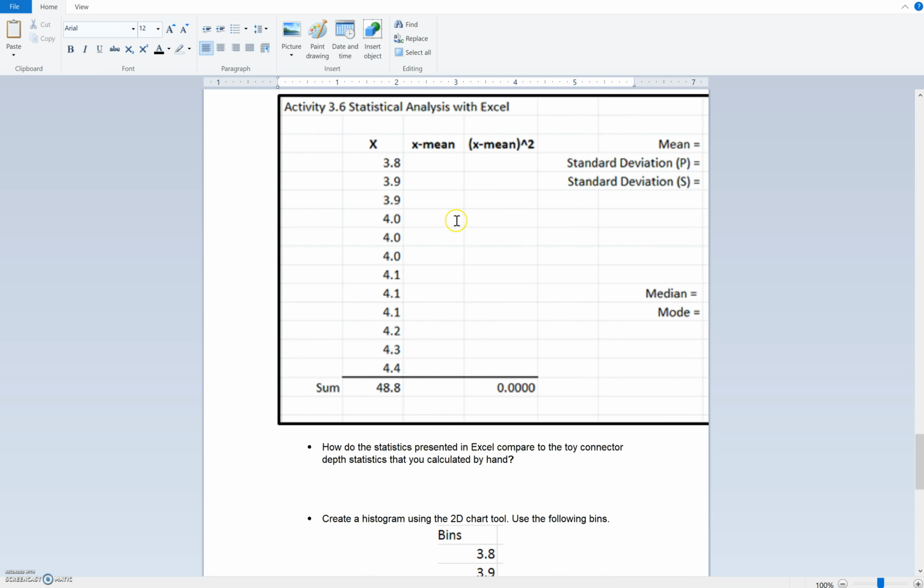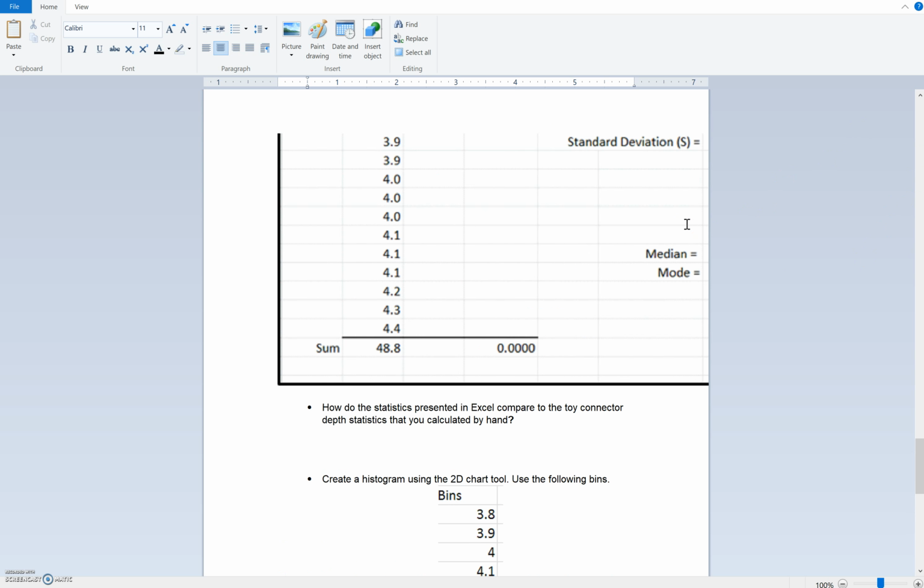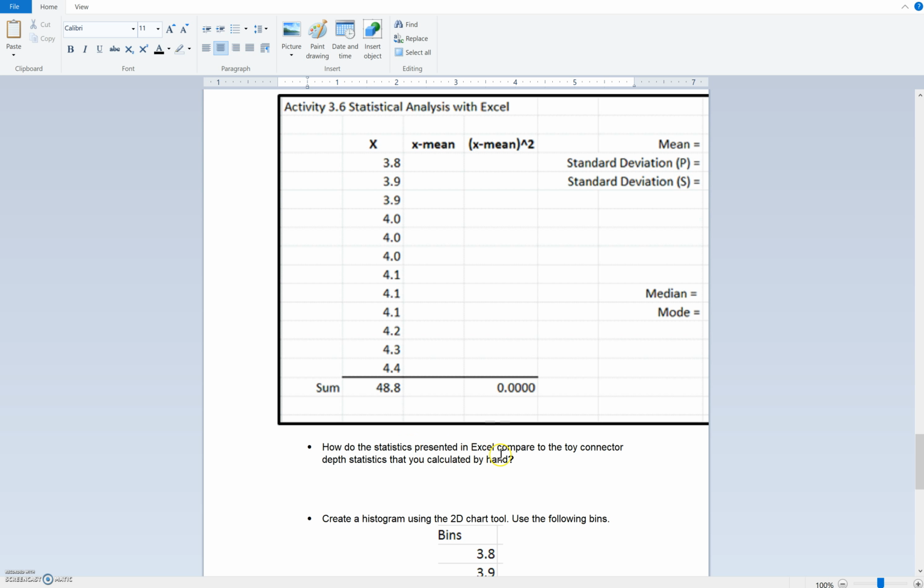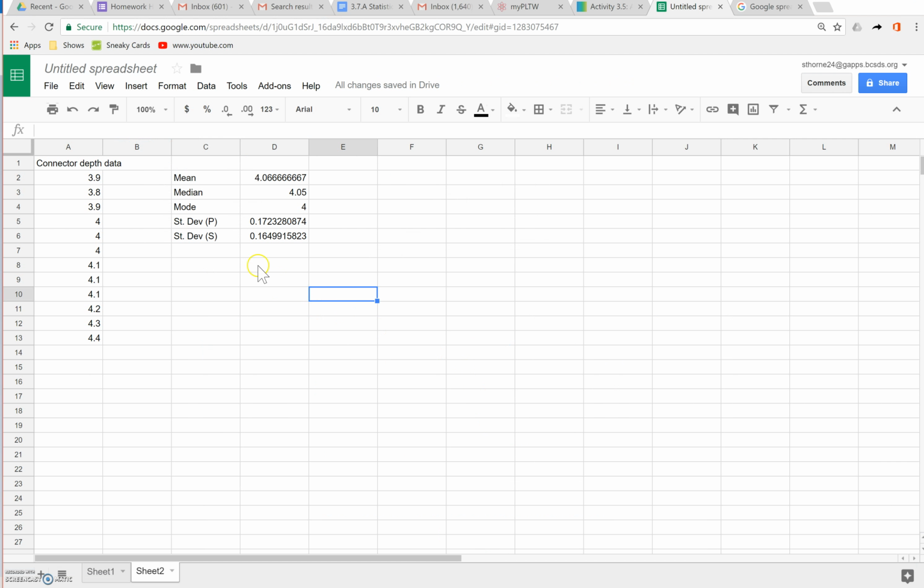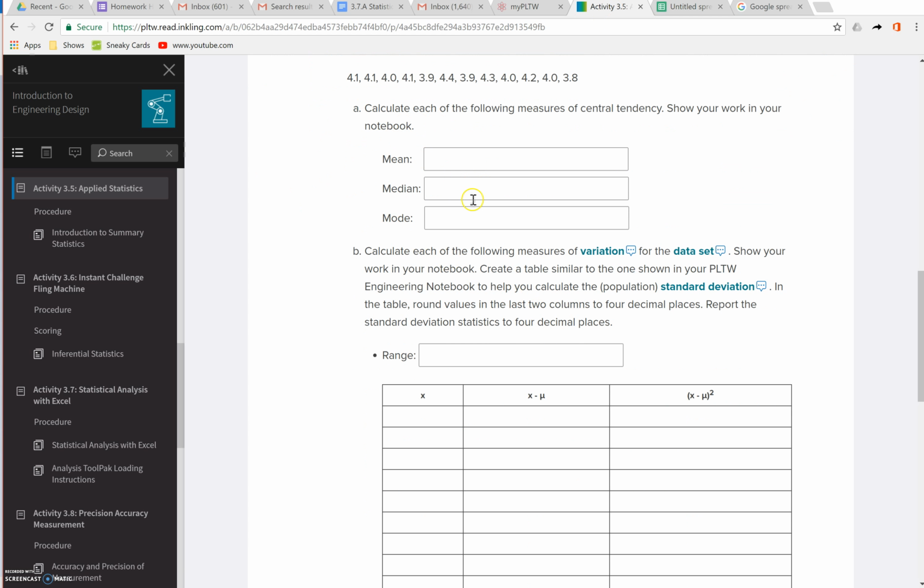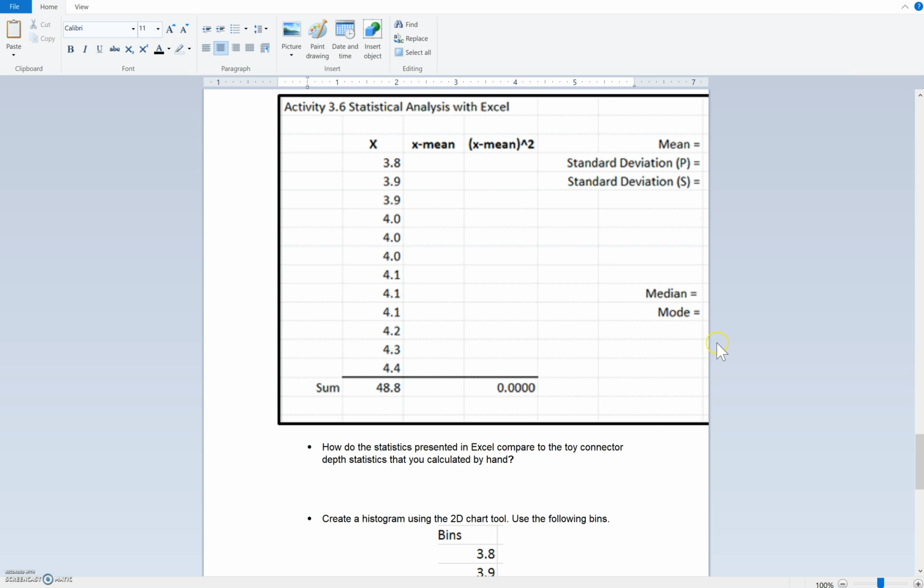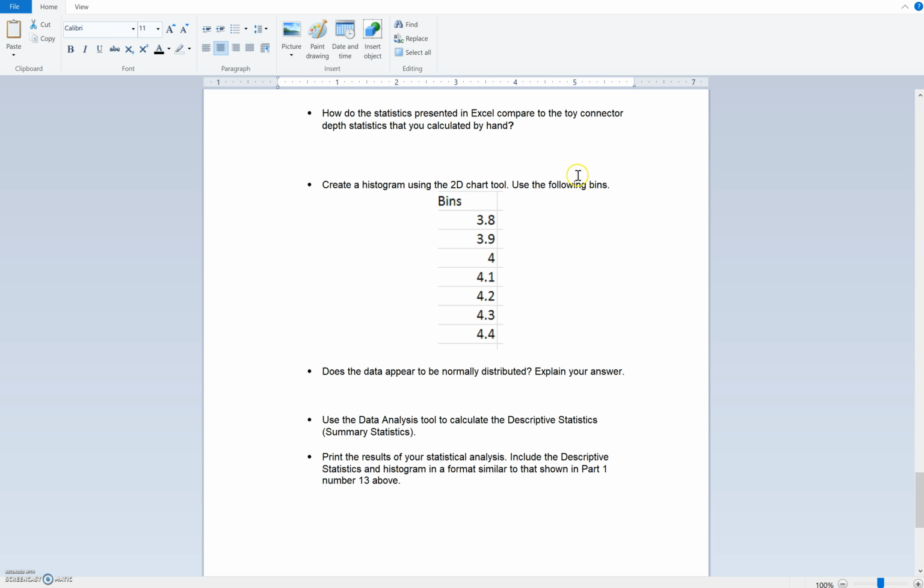It says, how do the statistics presented in Excel compare to the toy connector depth statistics you calculated by hand? So they're asking you, hey, look at this. How does that compare with this other worksheet that you filled out with the mean and the median and the mode and the standard deviation? You tell me. It says create a copy of the histogram using the 2D chart tool and use the following bins.